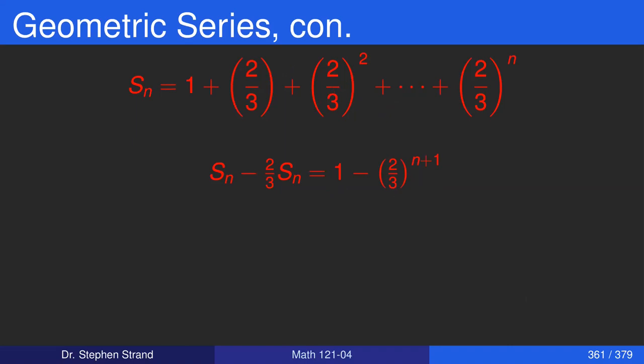Now I'm going to simplify this one a little bit differently because I want to keep track of some of the pieces a little bit more. So rather than simplify this on the left-hand side, I'm going to actually factor out s sub n. Okay, and on the right-hand side, I think we're going to leave it alone. Let's take a look. Okay, so now to isolate s sub n, I can divide by 1 minus 2/3. And so I get a formula here for the partial sums of this geometric series.